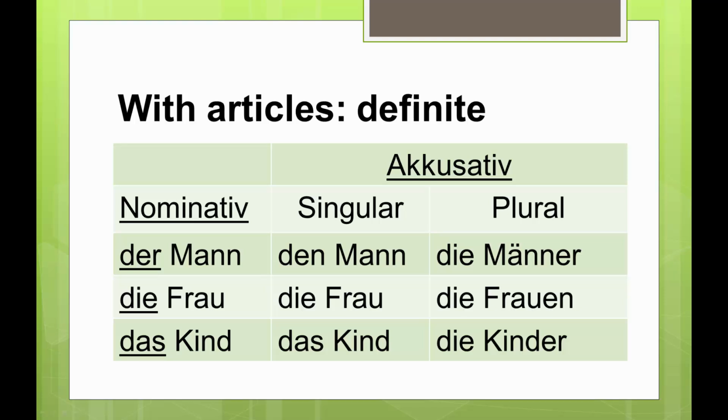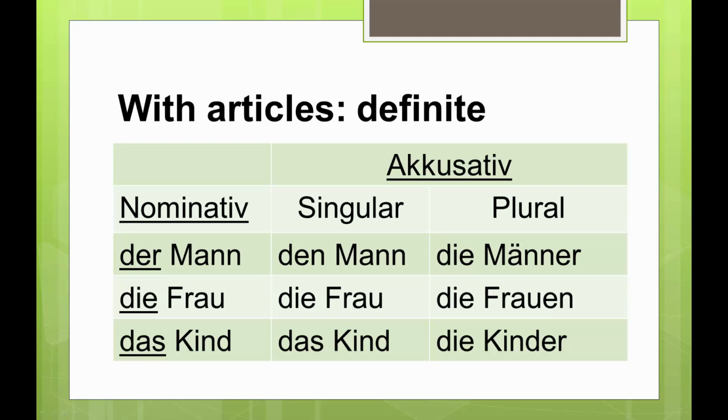And here's how it works with the articles. This is where in German you will detect very often the subject and the direct object, especially in the masculine. Der Mann changes from the nominative to accusative den Mann, or in the plural die Männer. In the case of die Frau and das Kind, the neuter case, there is no change. So you really have to look at the verb and the context of the sentence.